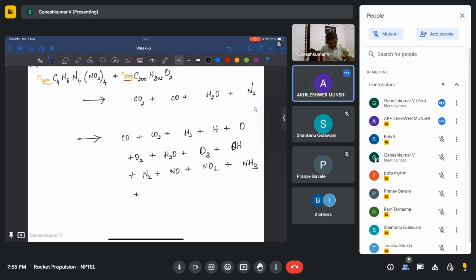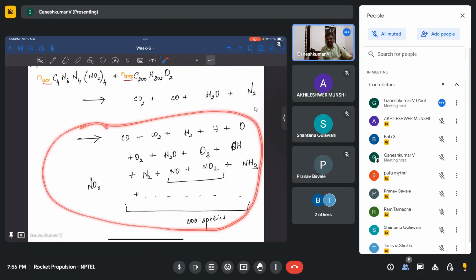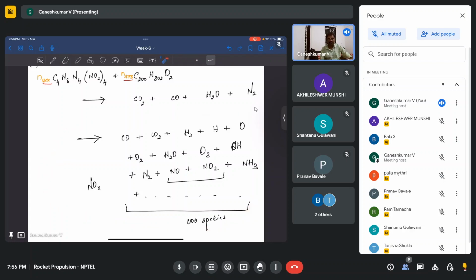Similarly, I can have 100 species, and all these things could form in reality. Whatever we calculate today or in your exams is not going to be there in reality at all. That's why they try to find the NOx emissions, which is nothing but NO and NO2. If you have sulfur, you will have SOx emissions also. Here we have only NO2. In reality, all these things could happen, and solving this requires the sophisticated approach we discussed last week.